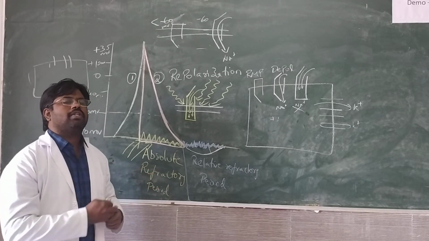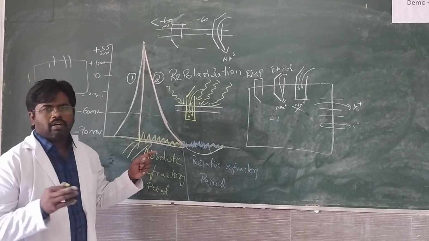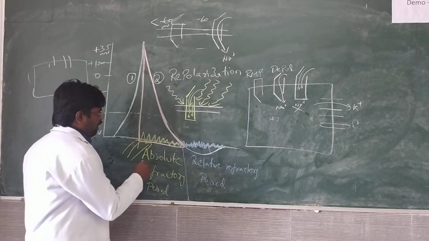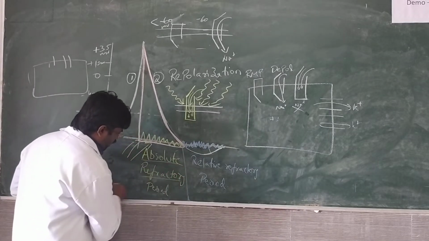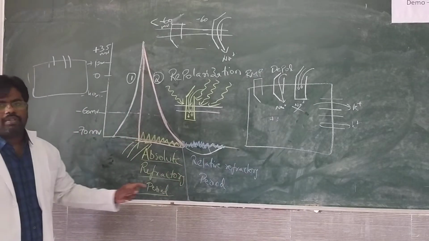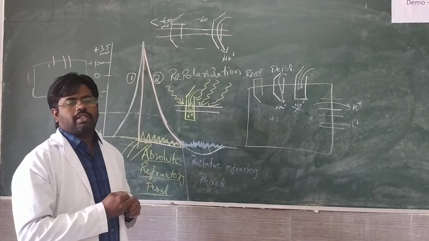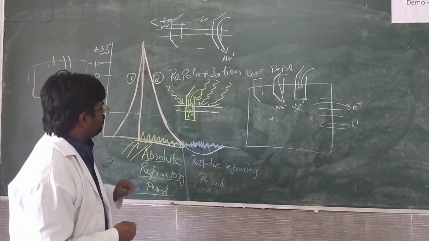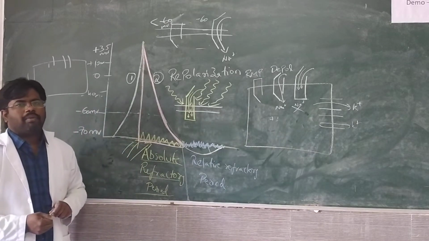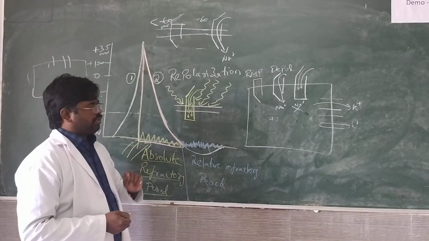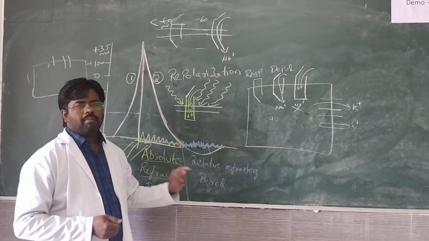Whatever the greatest stimulus you give, we won't get any kind of response. That is why we call it as absolute refractory period. This is absolute, whatever the greatest stimulus you give, right? This is absolute refractory period. Next phase is relative refractory period.